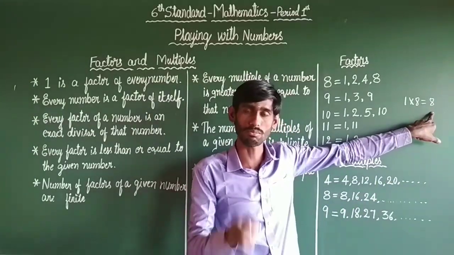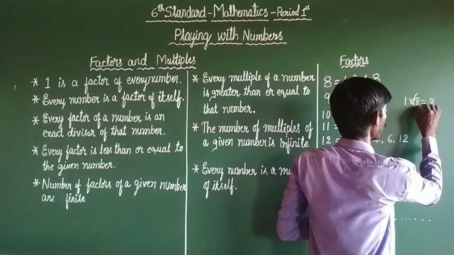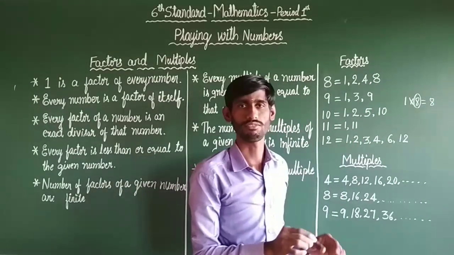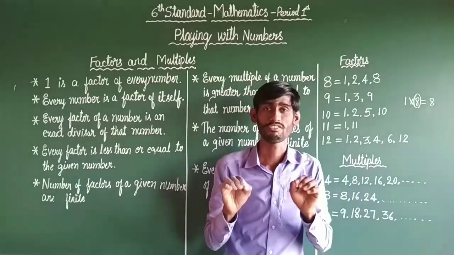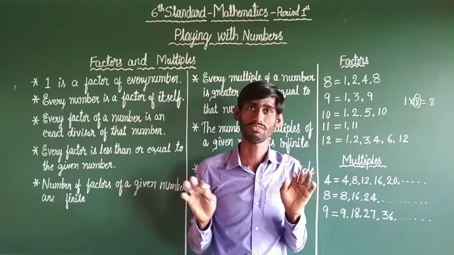Factor of itself is nothing but the same number. Okay, same number. So it is a factor of itself. Every number has a factor of itself. Clear, Chotu? What is the factor of 1000?